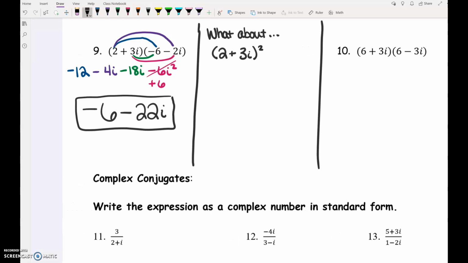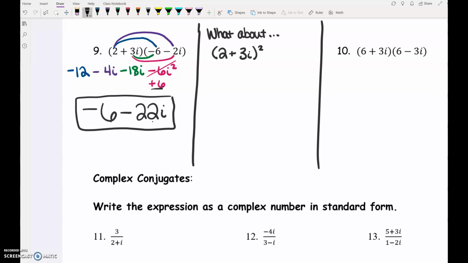Distribute your 2, distribute the 3i. Remember that negative 6i squared is negative 6 times negative 1, so it's really a positive 6. Negative 12 and positive 6 is negative 6. Negative 4i, negative 18i is negative 22i.